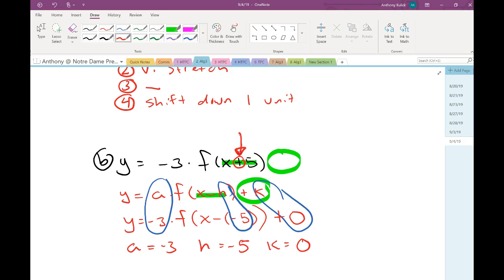So I want to point it out right now, right away, and I'll point it out again and again and again. But we need to remember that the sign on your H is always kind of the opposite of whatever it looks like in the original problem.